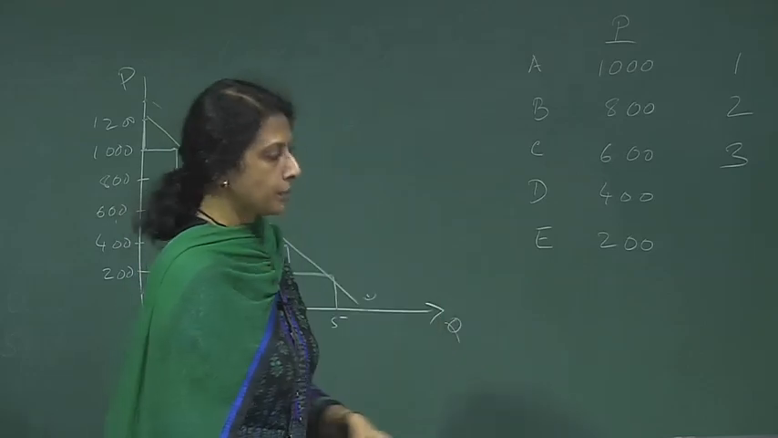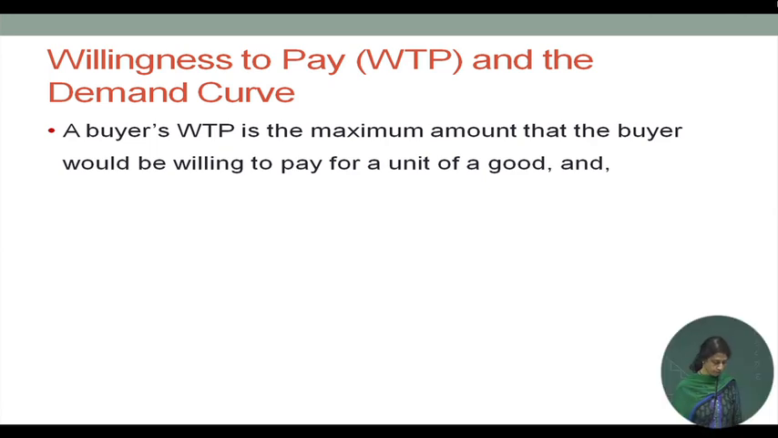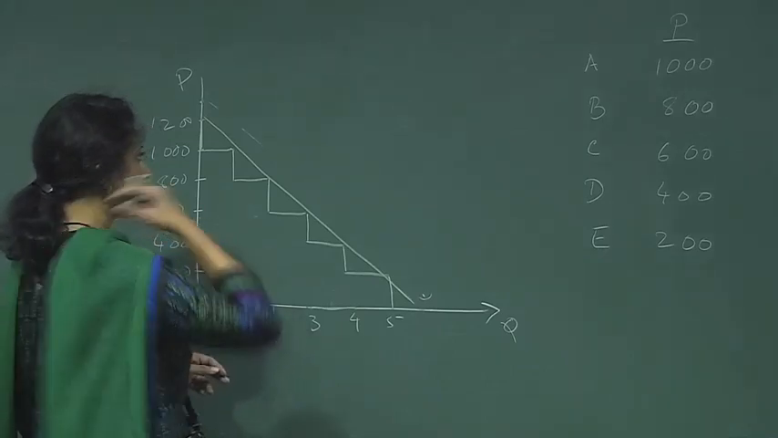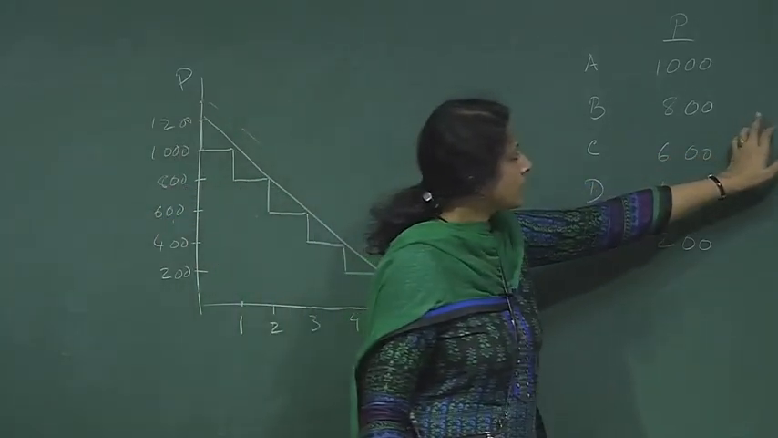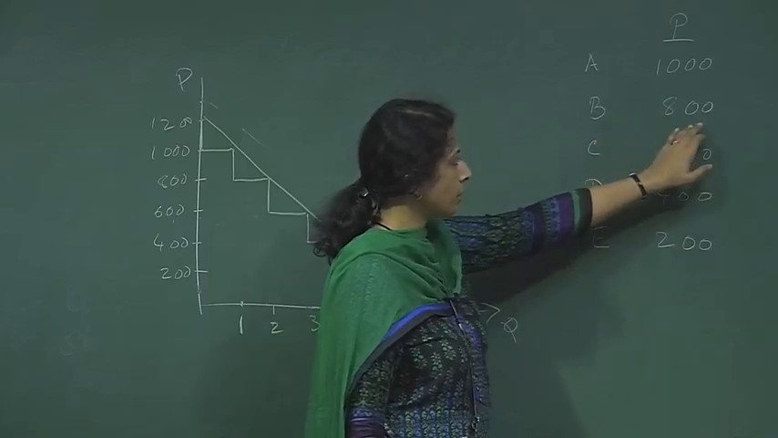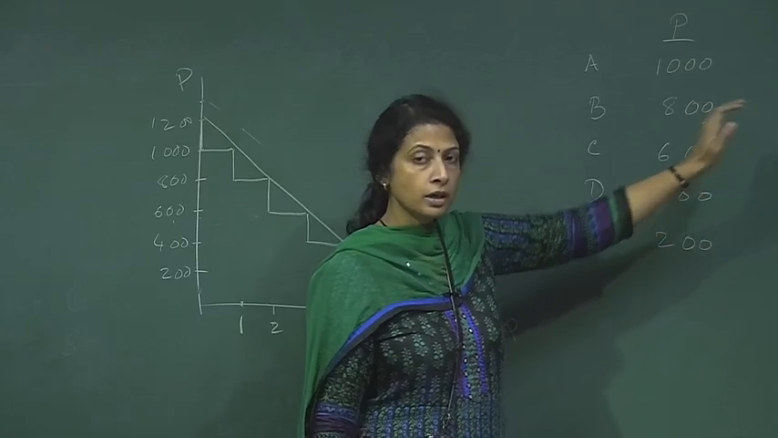so coming back to the slides, a buyer's willingness to pay is the maximum amount that the buyer would be willing to pay for a unit of good, and consumer's surplus is the amount a buyer is willing to pay minus the amount the buyer actually pays. So let me again explain through the diagram. So basically when the price is 800, B is paying an amount of 800 which is exactly equal to the amount that he would like to pay. It is not less than that.